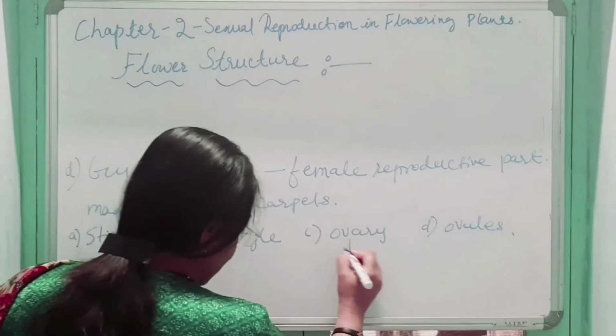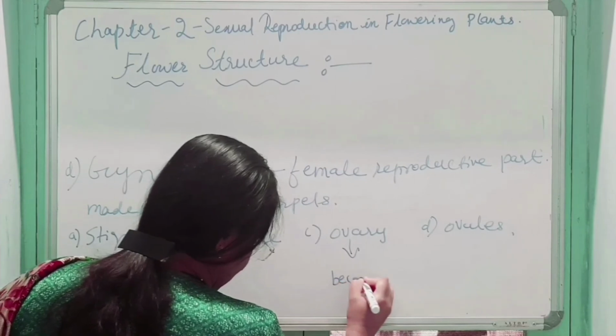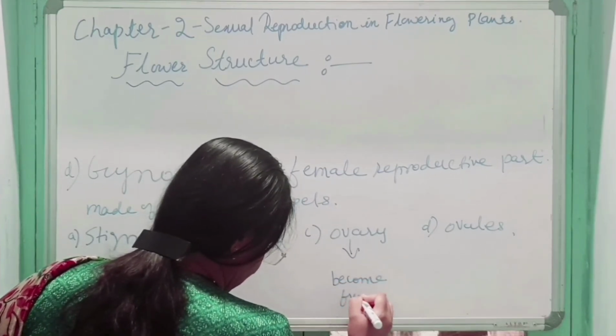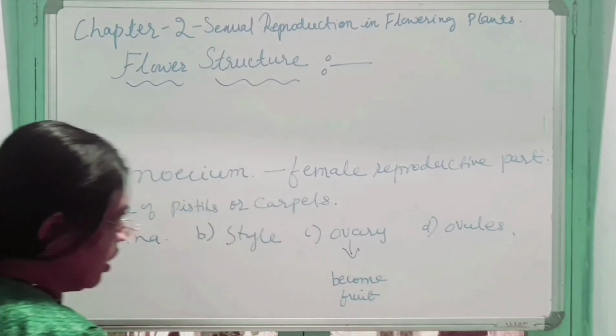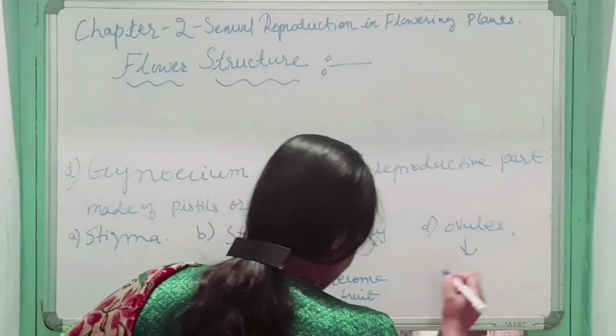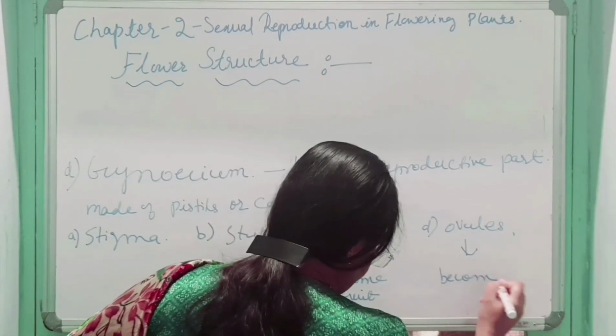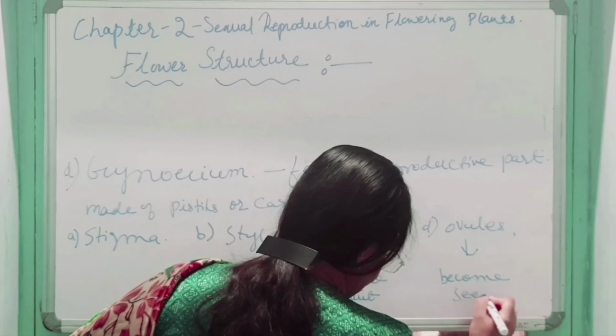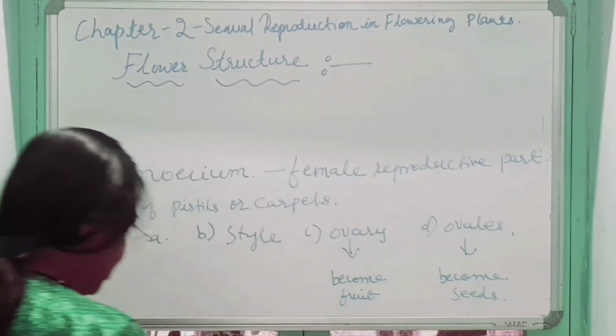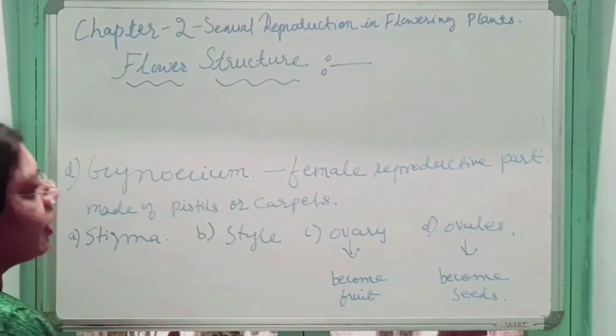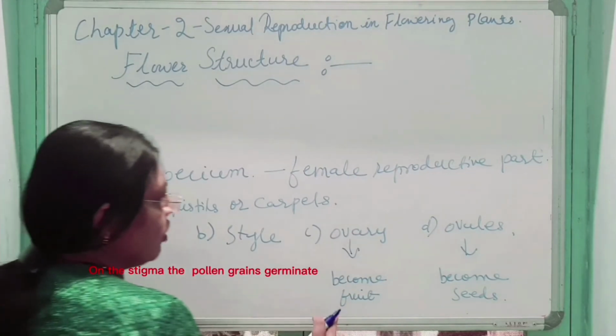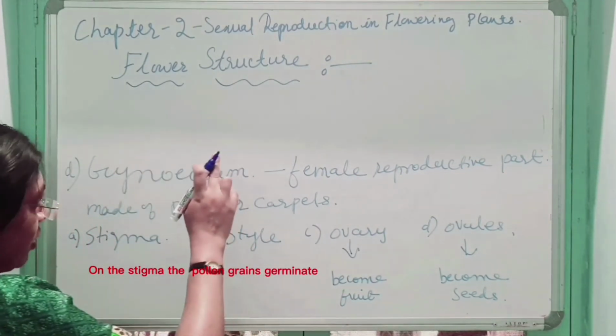This ovary becomes fruit after the reproduction, and these ovules become seeds after the reproduction. Okay, I hope you would have understood the structure of flower.